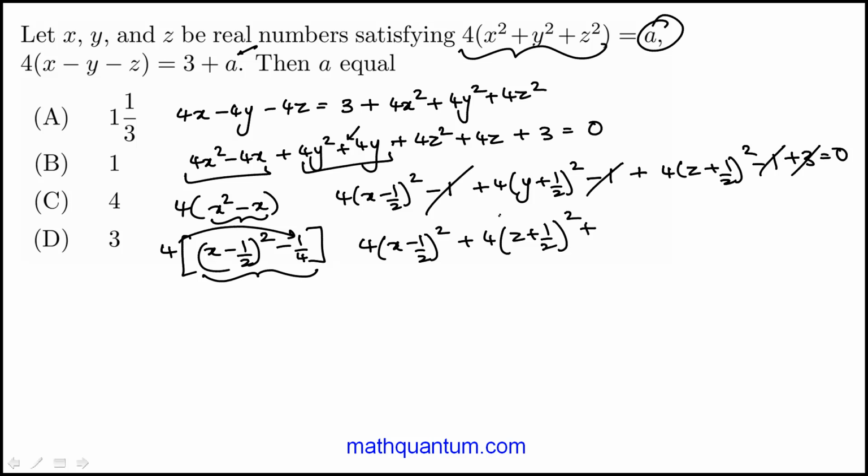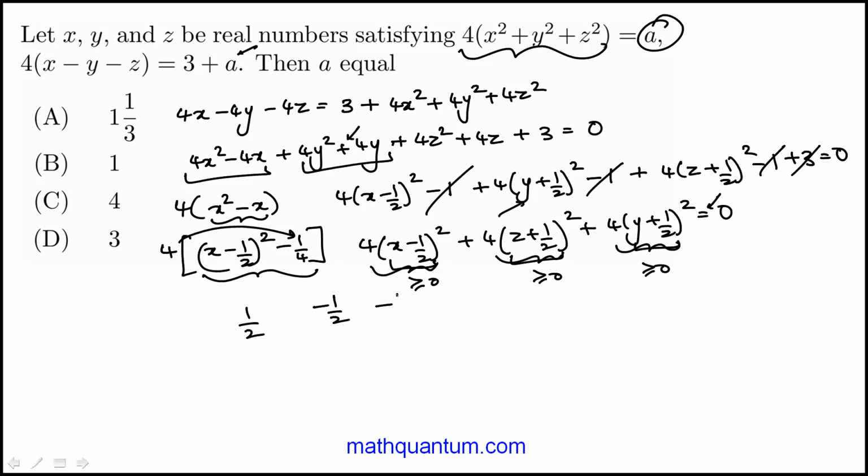I mixed the order. It doesn't matter. So we have only square terms here, which are always going to be greater than or equal to 0. So for this equation to hold true, the only way that will happen is when each of these pieces is equal to 0. That means x has to be half, z has to be minus half, and y has to be minus half. So that's the constraint.